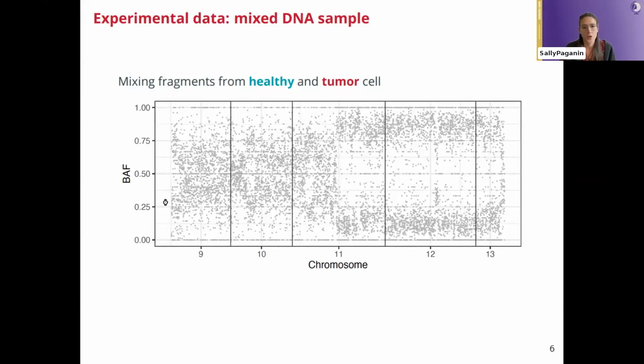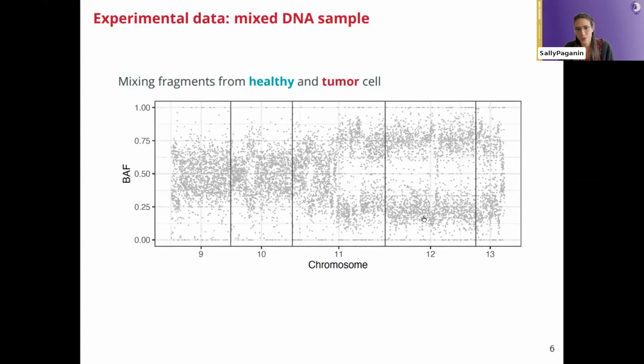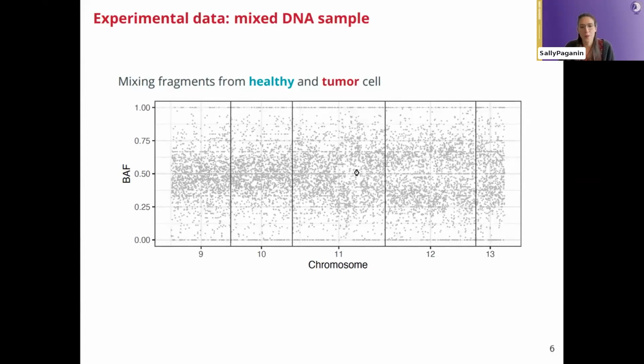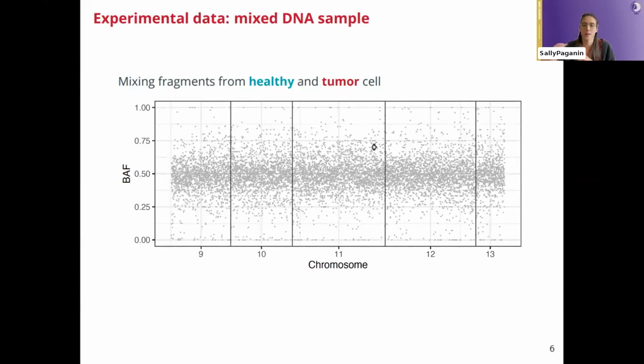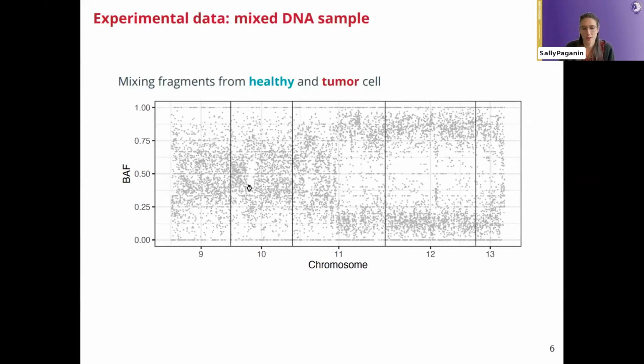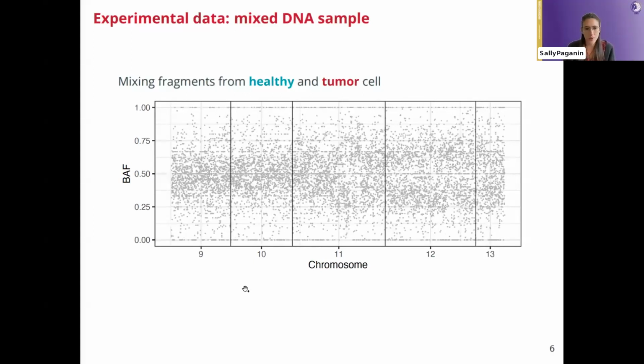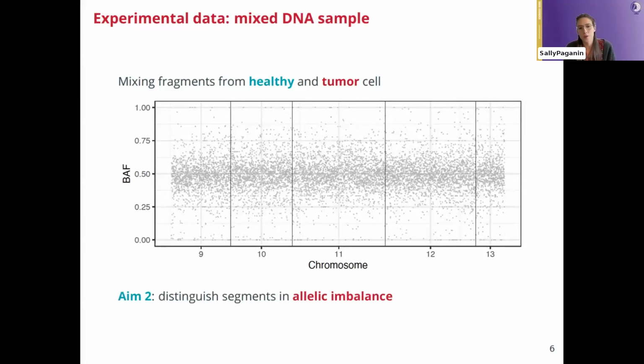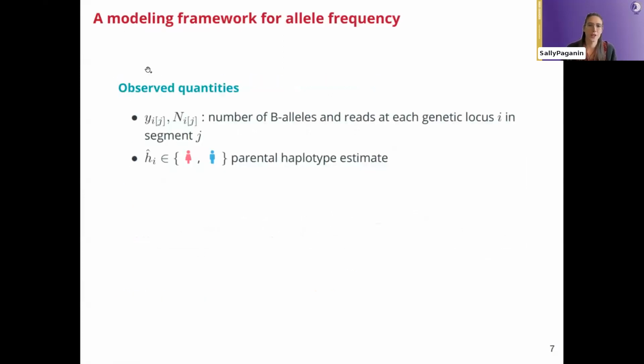As you can see, we go from healthy to tumor cells 100%, and what happens is that for some regions the dots go towards the edges of 0 and 1, and some stay around 0.5. So our second aim for this modeling framework is to be able to distinguish between these kinds of situations. And when we have segments that are significantly different from the expected frequency of 0.5, we will call this situation allelic imbalance.